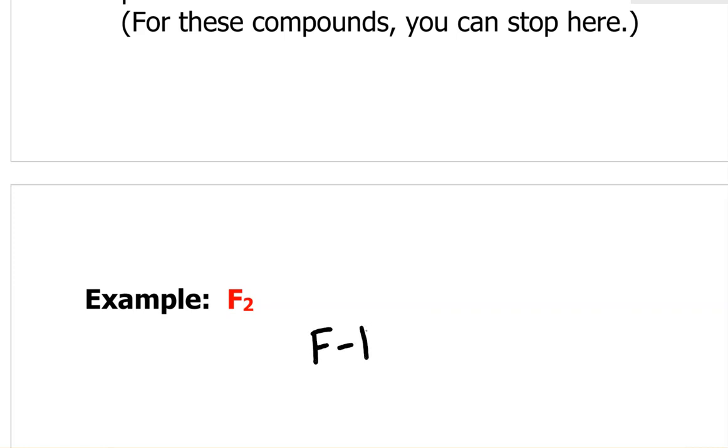So what you do is you start with a skeleton, and so just start with single bonds, connect them together, and then you say, well, how many valence electrons does this have? And if we look on the periodic table, each fluorine has 7 valence electrons, and so since there's 2, I'm going to have 14 valence electrons.